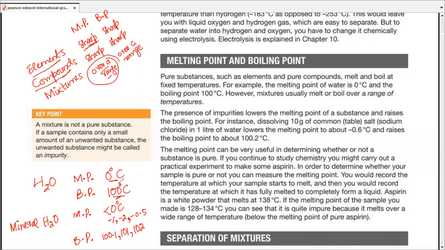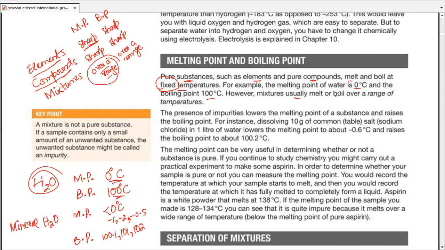It's not as exact as the compound was or as the elements were. Mixtures have a problem that they melt and boil over a range of temperatures. And the same thing would be stated over here. Pure substances such as elements and pure compounds, they melt and they boil at fixed temperature. Use the word fixed instead of sharp, which is a much better term and easier to understand term. For example, melting point of water is 0 and boiling point is 100, and they are going to exactly melt and boil at the set temperatures.